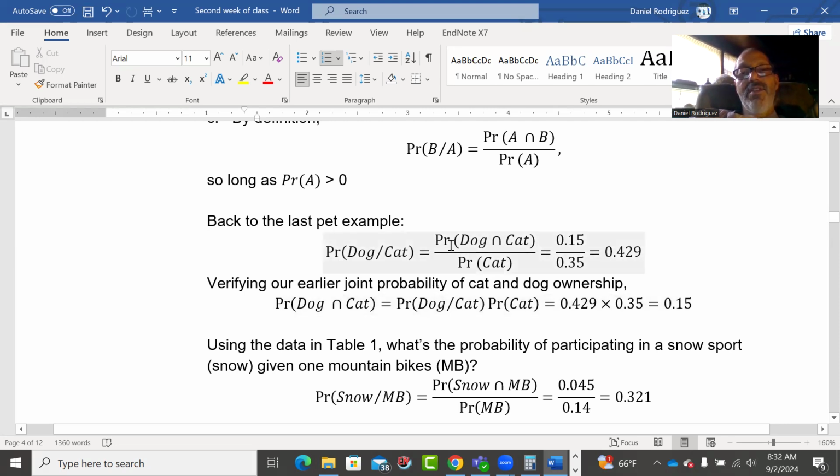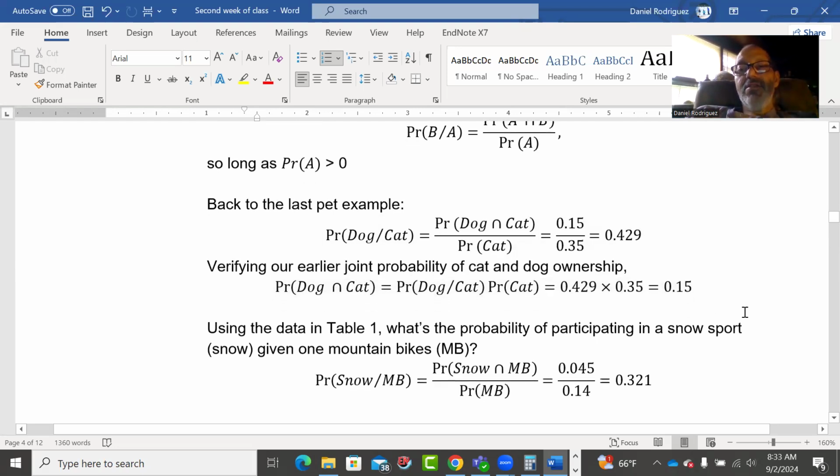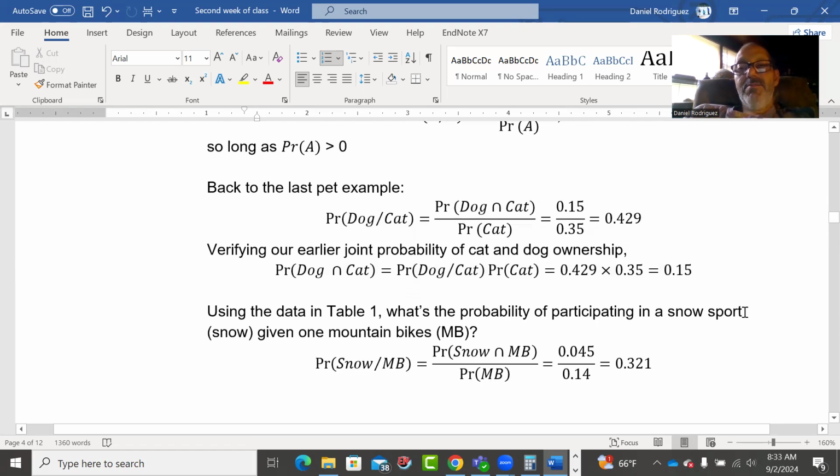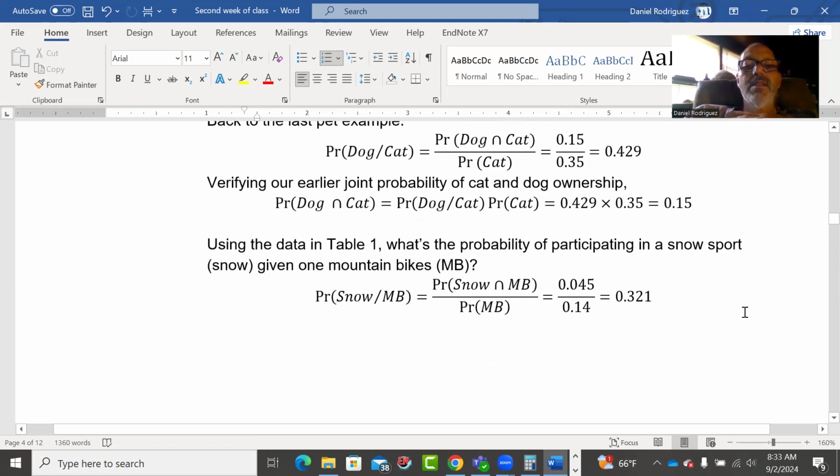I moved this numerator to the left side of the, excuse me, the equal sign, and then I moved what was originally on the left side to the right side. So I get the probability of owning a dog and a cat is the probability of owning a dog given one owns a cat times the probability of owning a cat. We get this 0.429, which we just calculated, times probability of owning a cat, and we get 0.15, which is the value I gave you earlier for the probability of joint pet ownership.